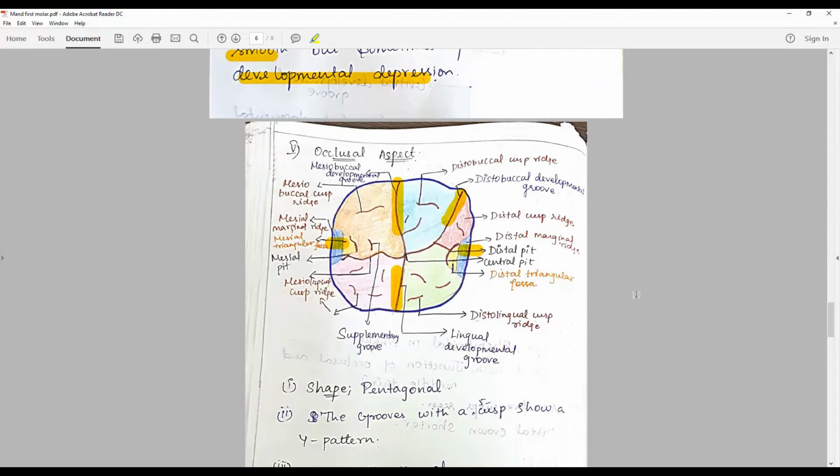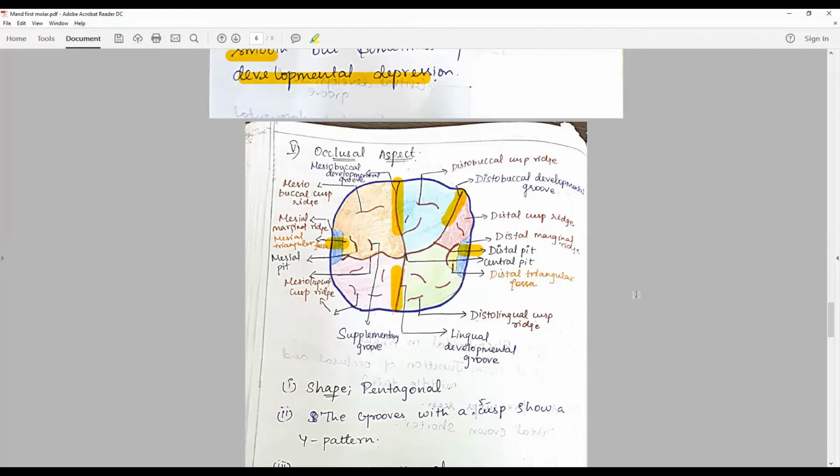We have 5 cusps. All are functional. The distal cusp is the smallest. The mesiobuccal cusp is the bulkiest, longest of the 3 buccal cusps. It has a buccal cusp ridge, lingual cusp ridge, mesial cusp ridge, distal cusp ridge. The distobuccal cusp is the smallest of the buccal cusps, with a rounded tip, and has 4 cusp ridges as named: the buccal, lingual, mesial, and distal cusp ridge.